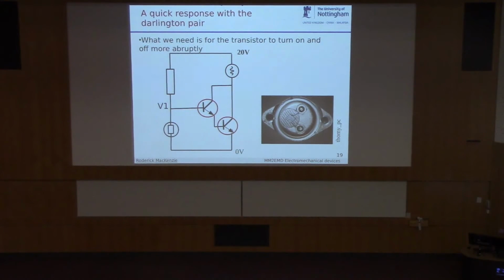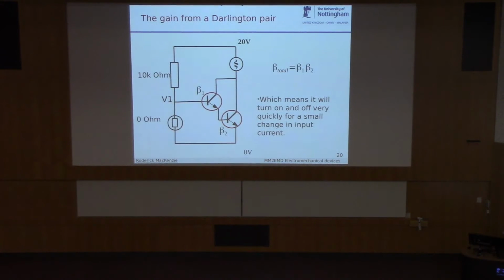And what this means is, and you can buy them, by the way, this is the top of a Darlington pair, you can buy them just in a package. You don't actually need 2 transistors. And if we look at the gain of this double amplifier, I'm not going to prove this, but one transistor after the other, the overall gain is one beta times the other beta. So if we've got one transistor with beta 1, and one transistor with beta 2, beta total is beta 1 times beta 2.